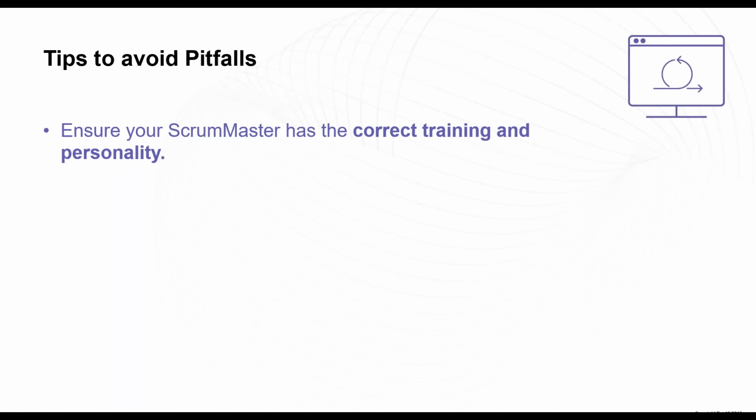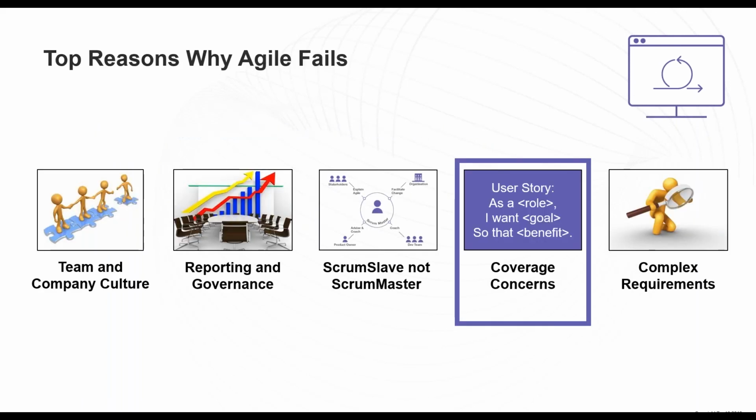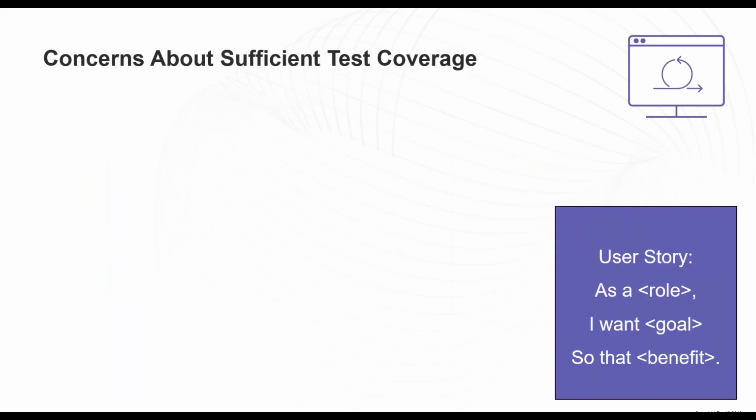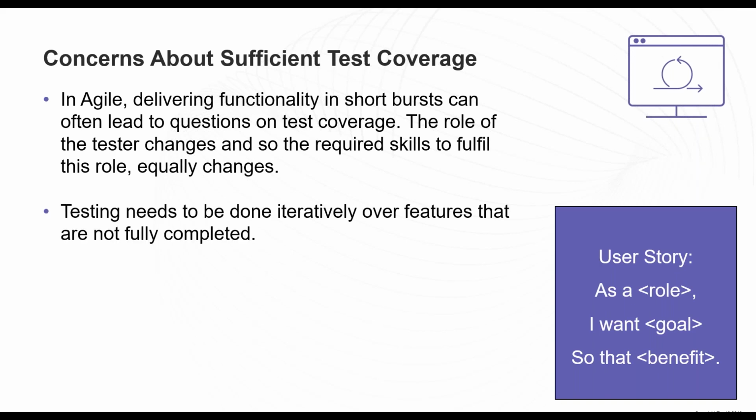Our fourth pitfall focuses around coverage concerns. So in Agile delivery, functionality is typically delivered in short bursts and can sometimes lead to questions around test coverage. The role of the tester changes, so the required skill to fulfill this role equally changes. We either do testing iteratively over features that are not yet fully completed. You don't necessarily have the benefit that you would in a waterfall project where you've got a signed-off functional design document with all the requirements being understood up front.